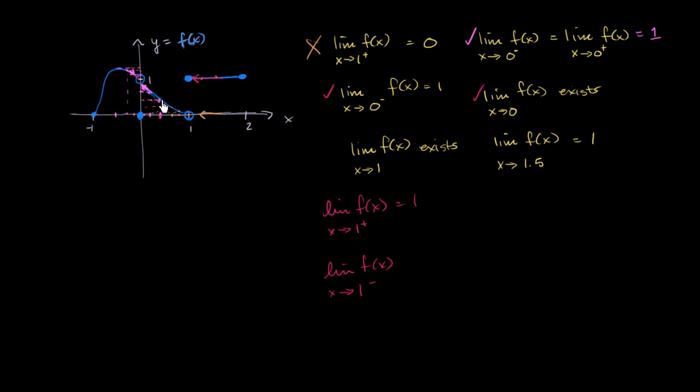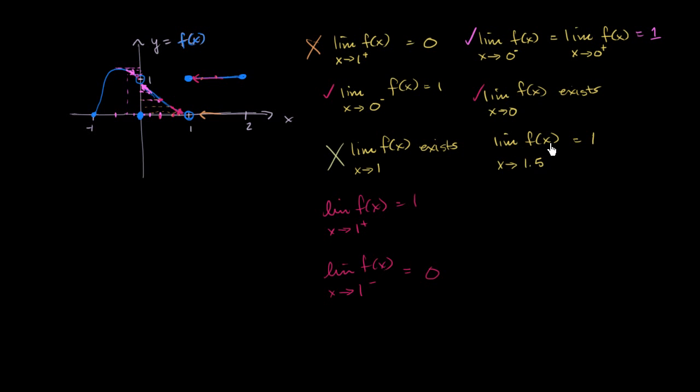Well, here, this is our f of x. Here, this is our f of x. It seems like our f of x is getting closer and closer to 0 when we approach 1 from values less than 1. So over here, it equals 0. If the limit from the right-hand side is a different value than the limit from the left-hand side, then the limit does not exist. So this is not true.